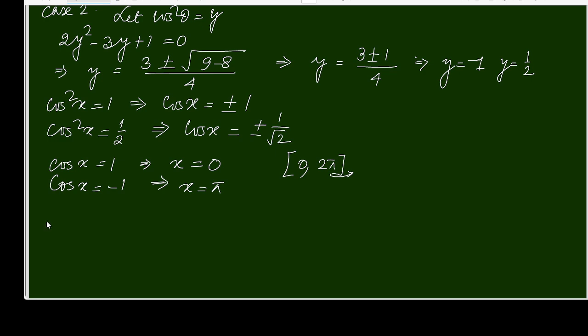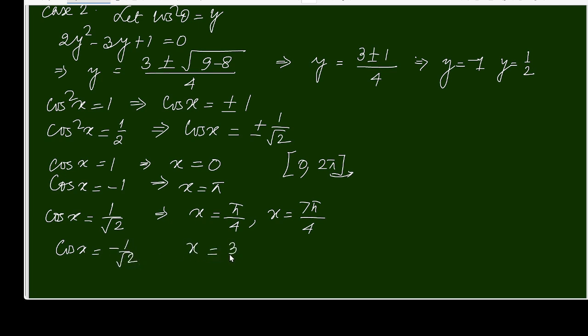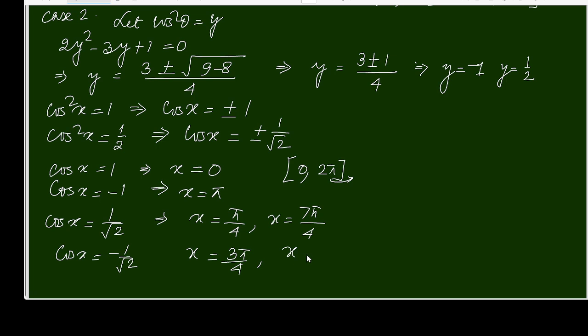So there are two values for x when cos x equals plus minus 1. And when cos x equals plus 1 by root 2, this gives us x equals pi by 4 and x equals 7 pi by 4. And when cos x equals negative 1 by root 2, x equals 3 pi by 4 or x equals 5 pi by 4.